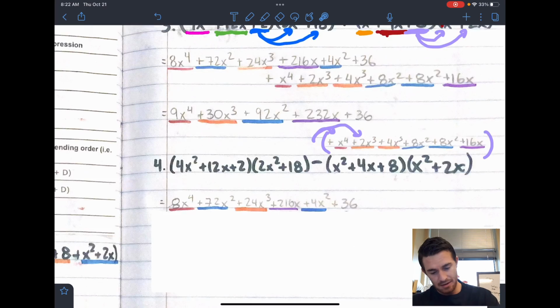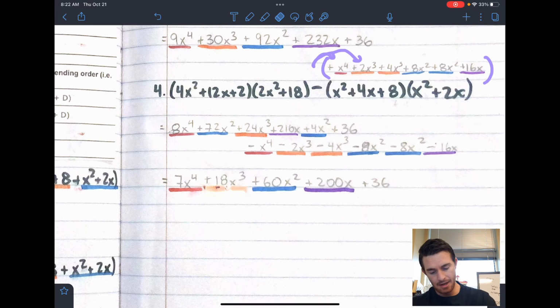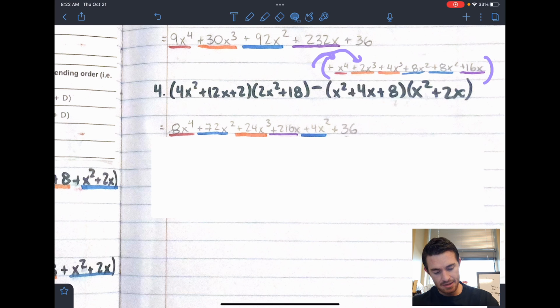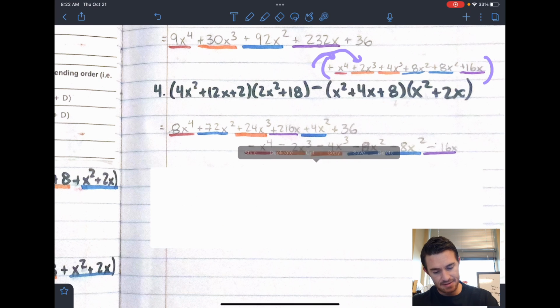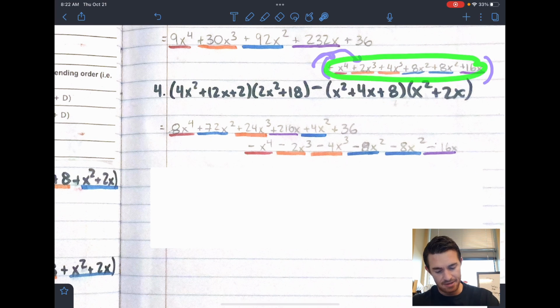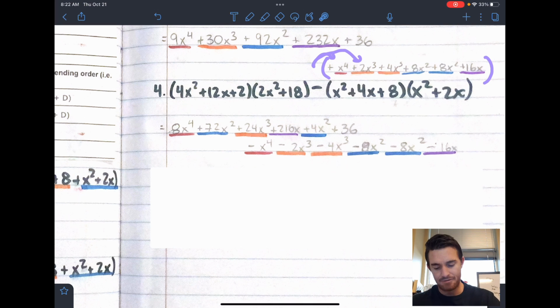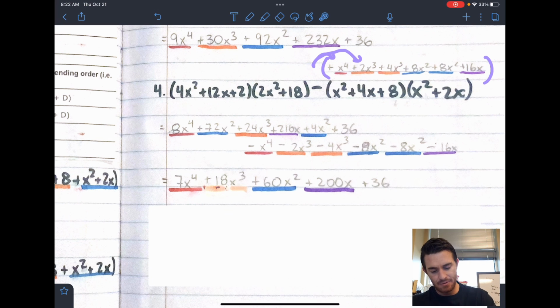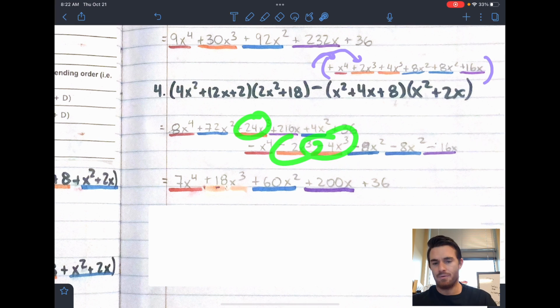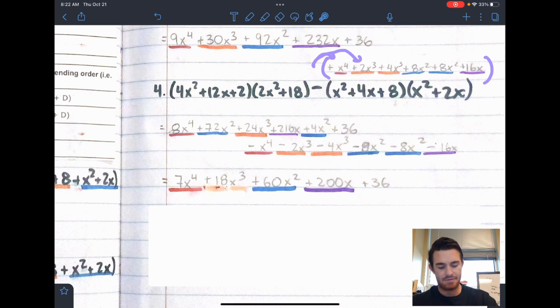So what that looks like down here is the same as this, except I switch all those signs, and because these are all positive, these are all going to be negatives. Okay, and then again I look for my like terms, combine the x to the fourths. Now this time instead of 8 plus 1, I have 8 minus 1, so I get 7. Look for my cubes, and so forth. I think you get the idea. We're looking for those like terms, and this is our result. Okay, and there you go.